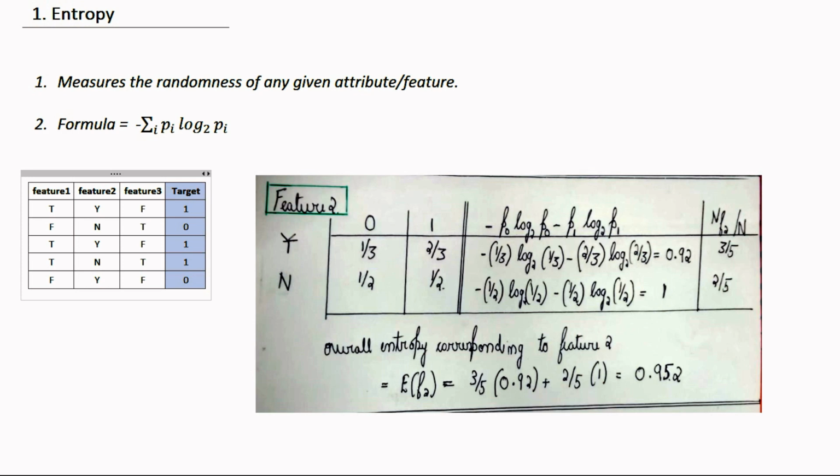We get the corresponding proportions for yes and no in the data as well, like 3 out of 5 times it was yes, 2 out of 5 times it was no, and eventually we are able to find out the overall entropy, which is nothing but 3 by 5 times 0.92 and 2 by 5 times 1, and the overall entropy corresponding to feature 2 is 0.952. When we discussed about the feature 1, the entropy was 0, but when we are considering the feature 2, it's 0.952. Let's move a step ahead and do the similar calculation for feature 3.